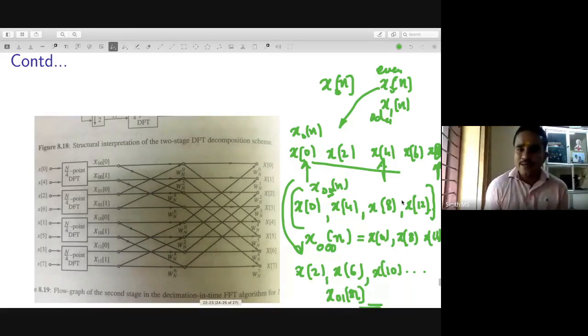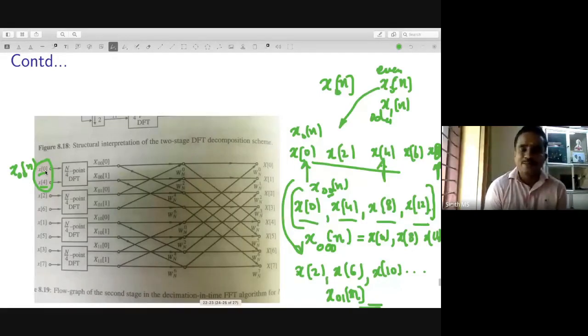Now if you take it like this, if you select x0, x4, x8, x12, etc., you can see that here you have x0 and x4 taken together. So this signal is x0[n]. These are the even terms of the even terms. So that forms x0 and x4.